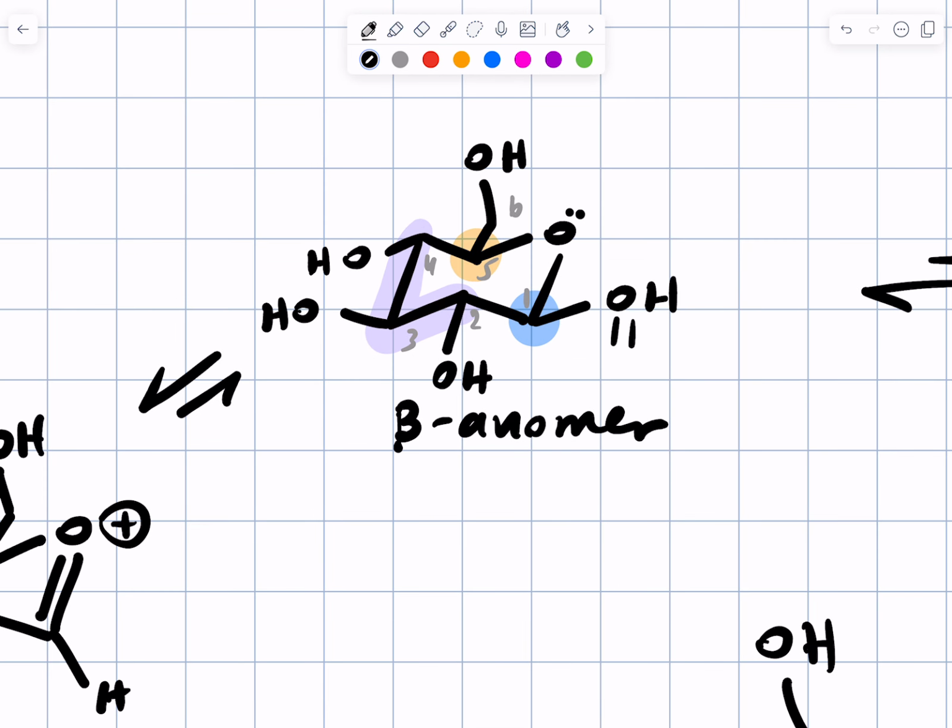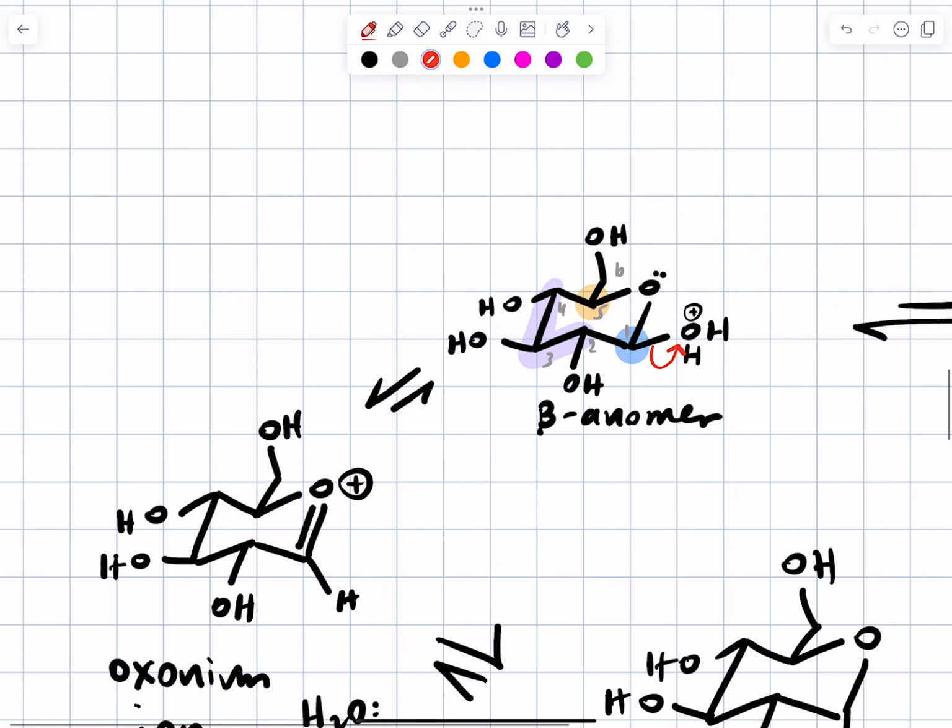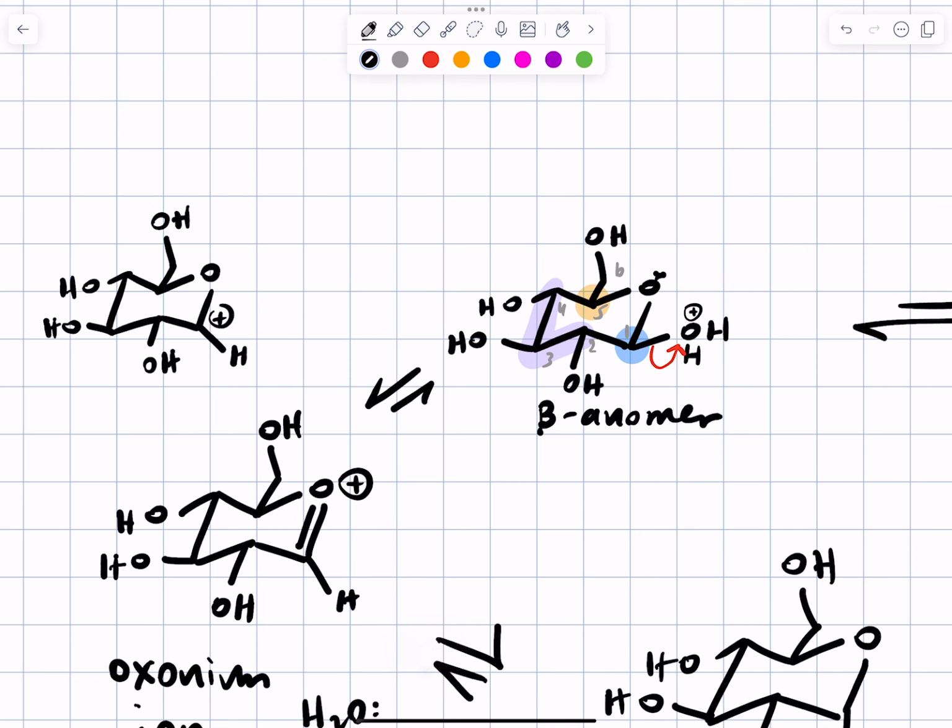The question is, once that OH on carbon 1 is protonated, does it leave to give something that looks like this, with a positive charge on carbon 1? Or does it do what I showed you, which is electrons on the oxygen kick down to kick the group off? I assert that those two options are entirely equivalent.